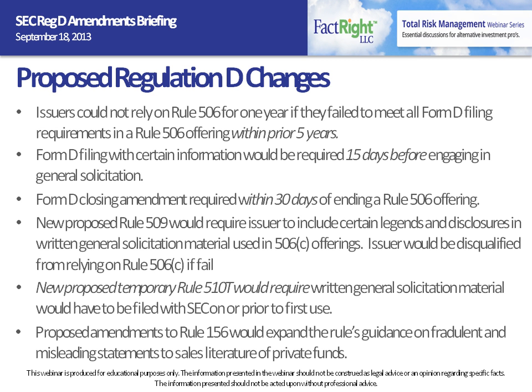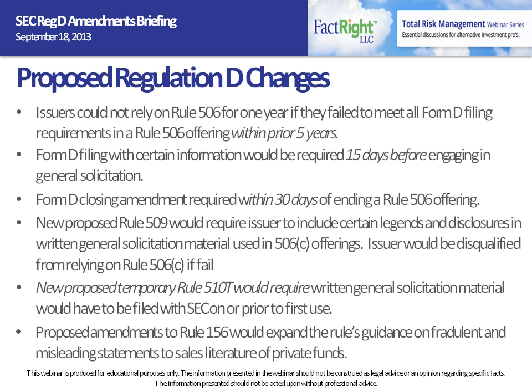In addition to the final changes that are effective September 23rd, the SEC has proposed some additional changes to Reg D, and they're pending and in the comment period right now. They're listed here, and they include a requirement that an issuer couldn't rely on Rule 506 to make an offering for a year if they had failed to meet Form D filing requirements.